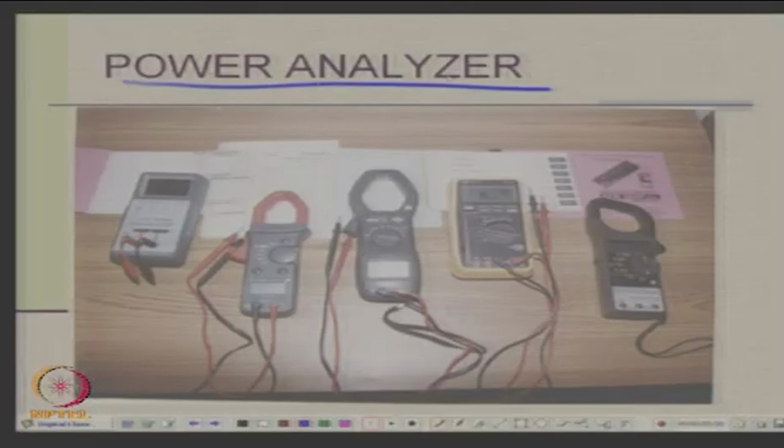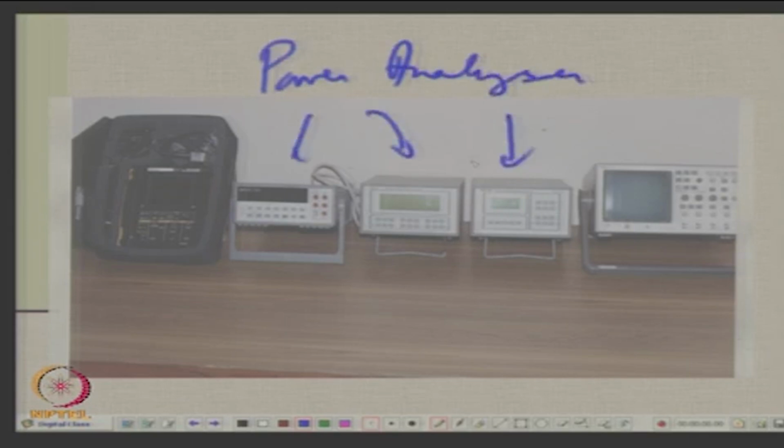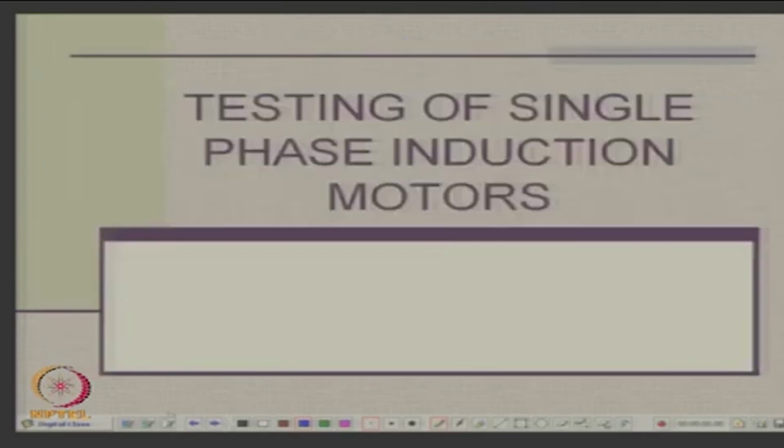So these are all power analyzers. I hope many of you must have used them, but they are yet to get into laboratories in most of the institutions. Therefore, these are the power analyzers which are in our labs, and you can use them. These instruments are single phase, and this is 3 phase. Single phase and 3 phase power analyzers can be quite useful from this point of view.